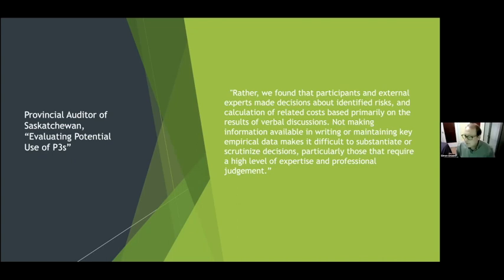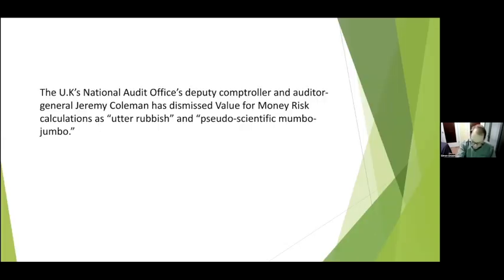Faced with this evidence, it's hard for me not to agree with the United Kingdom's National Audit Office's Jeremy Coleman, who called the value for money risk calculations utter rubbish and pseudoscientific mumbo jumbo. And yet every government will justify its decision to pursue a P3 based on these extremely flimsy value for money assessments. And they almost always find in favor of the P3 model.